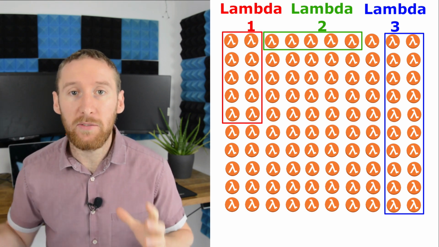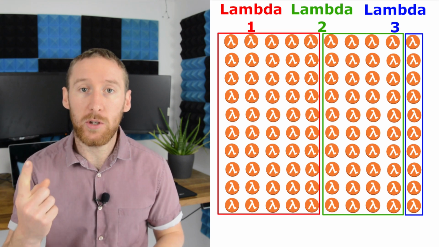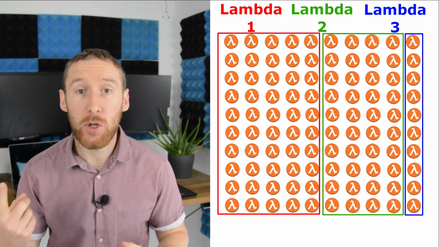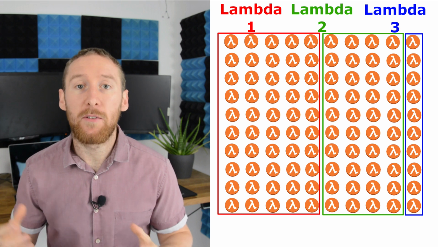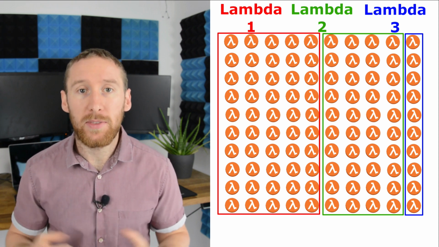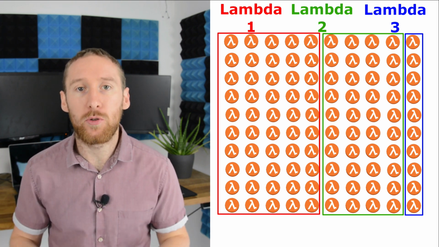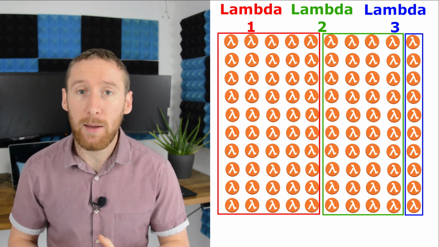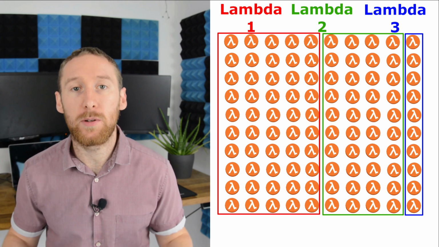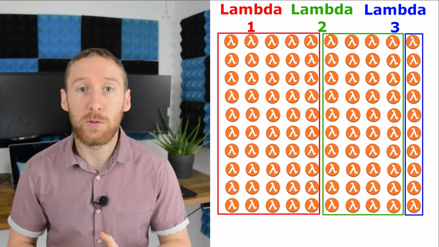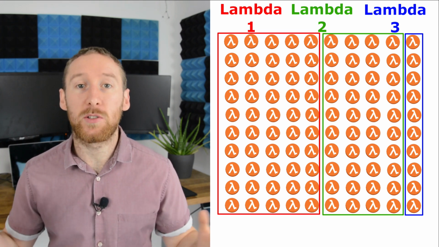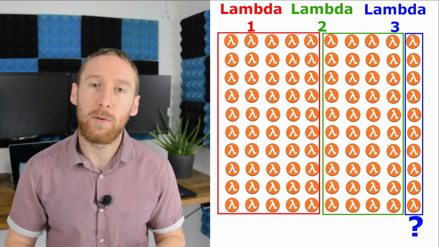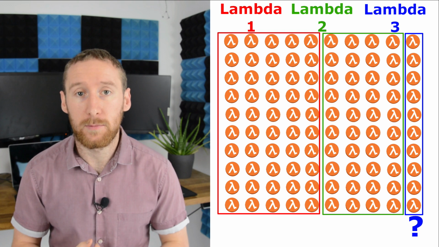Say you have 500 Lambdas for the first one running at the same time, and then Lambda 2 has, say, 400. That means you've got 900 Lambdas running at the same time. So when the third Lambda tries to run another 100, it's going to get to the 1,000 limit. But if it tries to run 200 at the same time, then you're going to hit throttling.